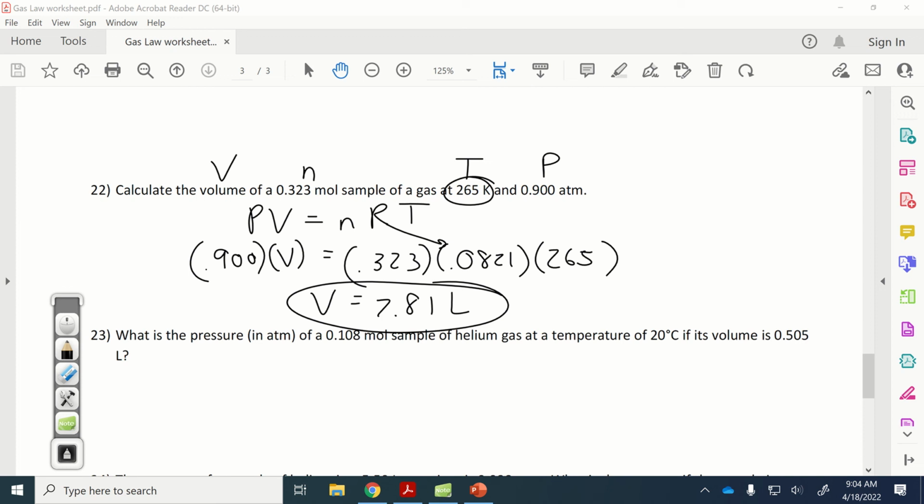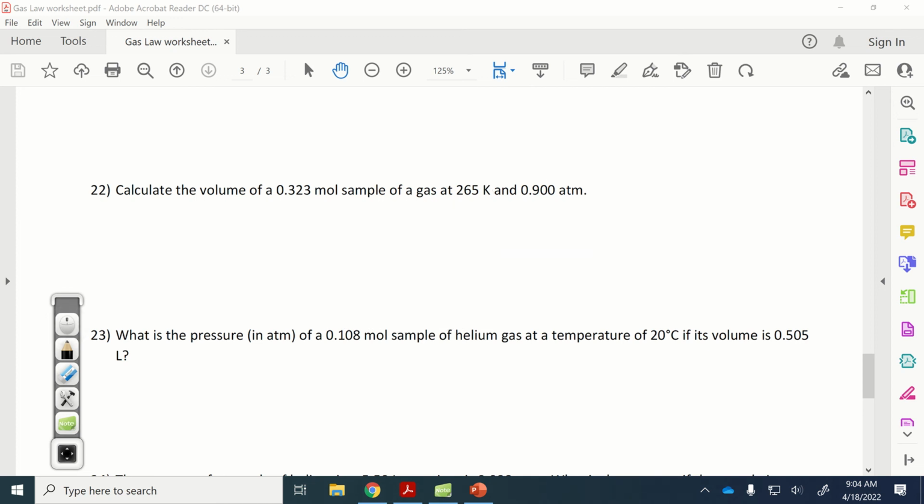So the volume of this gas will take up a space of 7.81 liters based on the pressure, the temperature, and the amount of particles present. Okay? So that's basically it. Identify which law you need to use, which formula, and then move on from there.